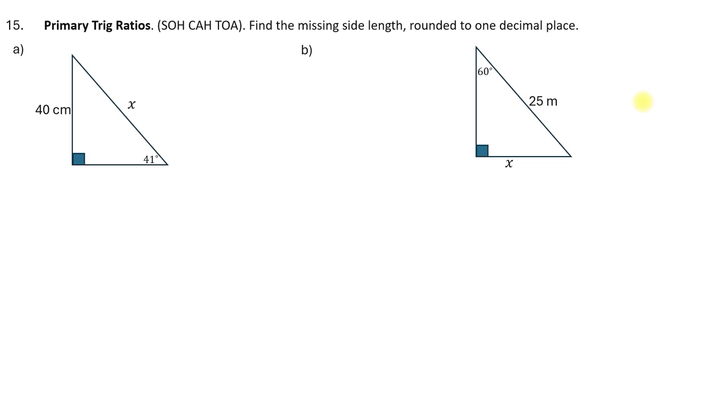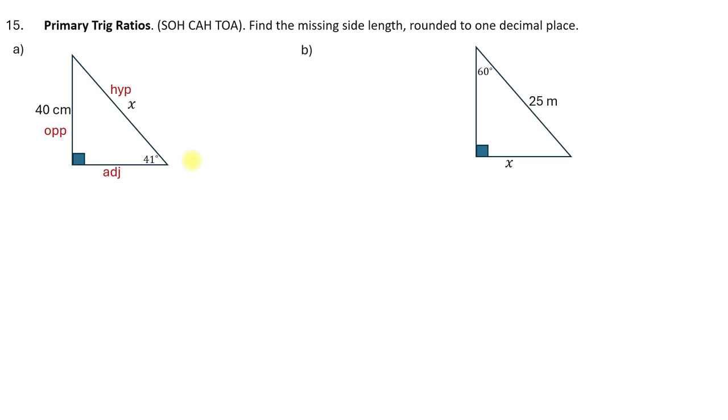Question 15, using the primary trig ratios. Find the missing side length rounded to one decimal place. Well, in question A, our reference angle is 41 degrees. So we'll be looking for the sides relative to our reference angle. So once we know the reference angle, we can label our triangle with the adjacent, opposite, and hypotenuse. So we're told what the opposite is, 40 centimeters, and we're asked what is the hypotenuse.